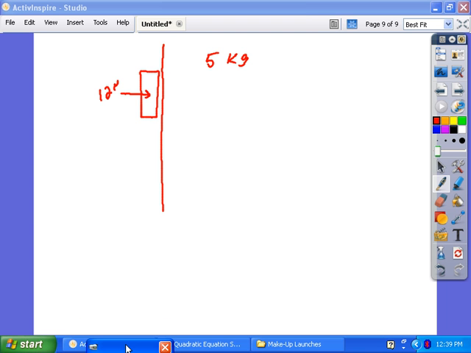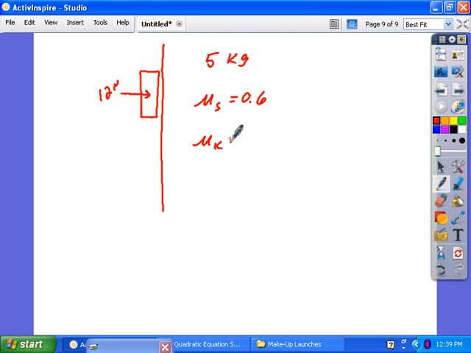Okay, now, you're applying a 12 Newton force against the wall. The coefficient of static friction between the book and the wall is 0.6. The coefficient of kinetic friction is 0.4. Okay? Now, here's the question. Will the book fall?